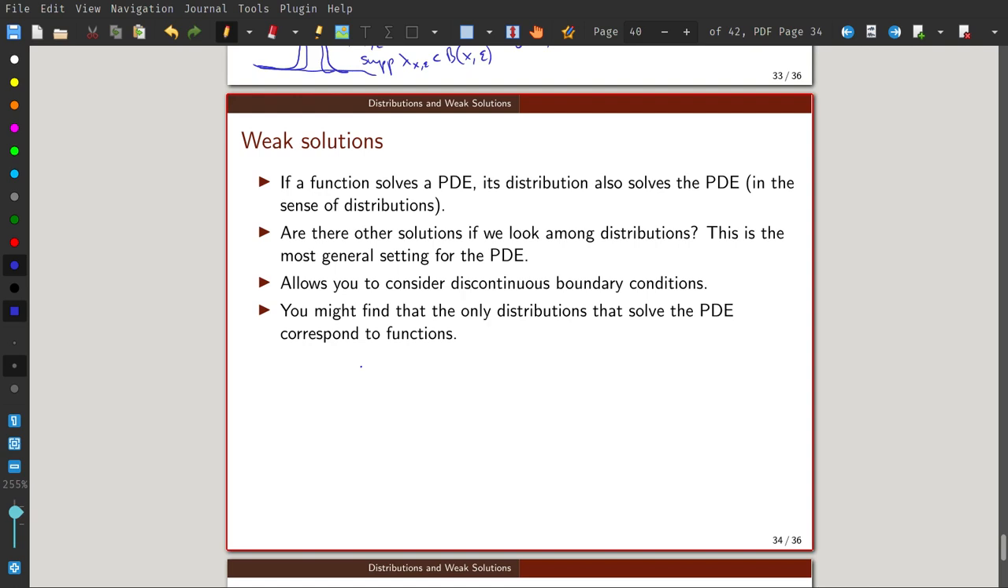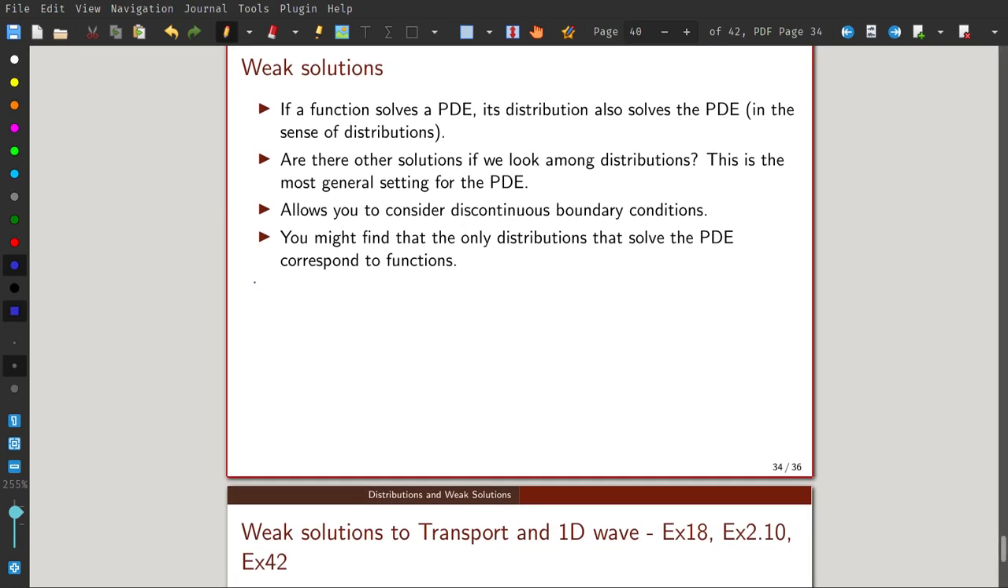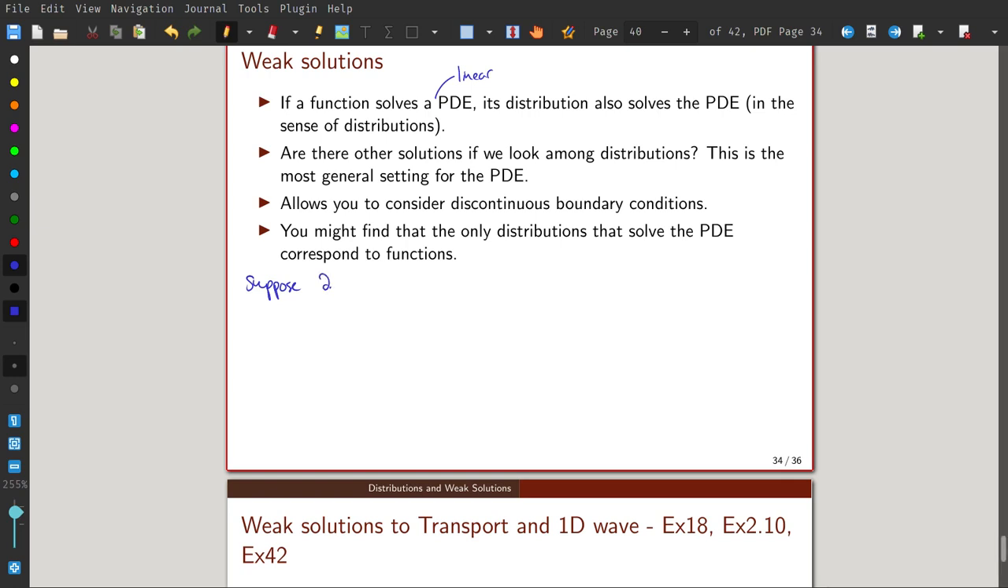One of the nice things about our definition of the partial derivative of a distribution is that if you have a function that solves a PDE, its corresponding distribution will also solve the same PDE. All right, so why is that? Let's look at that. Let's suppose, maybe I need to put a caveat here, a linear partial differential equation. Okay, so let's just take a solution to, I don't know, the transport equation.